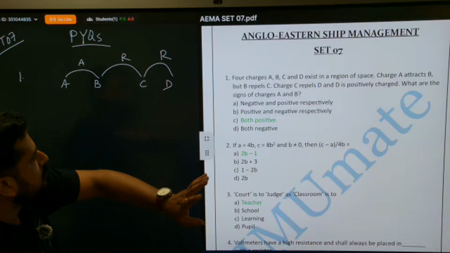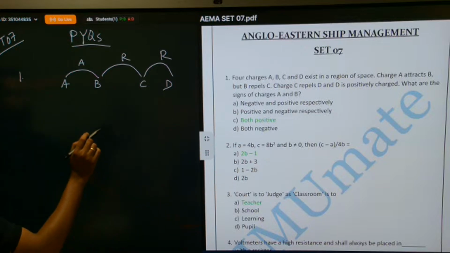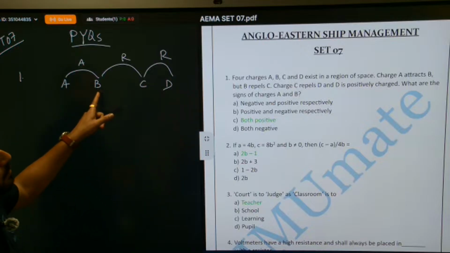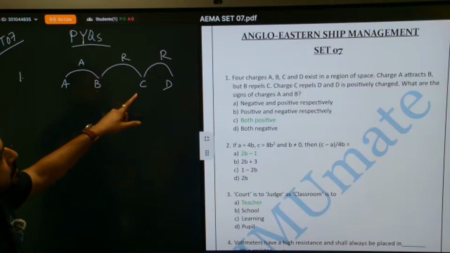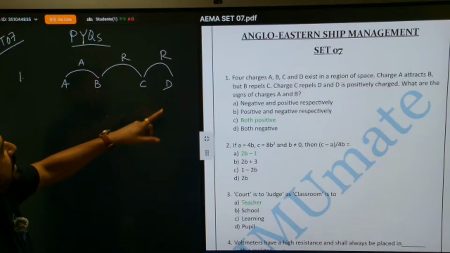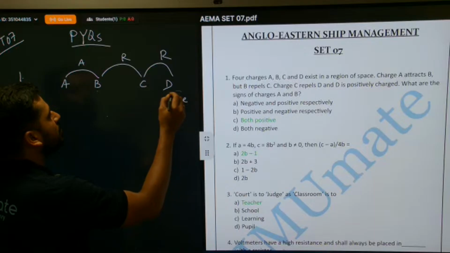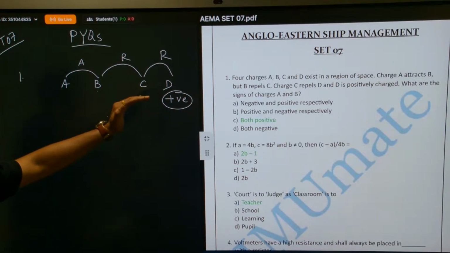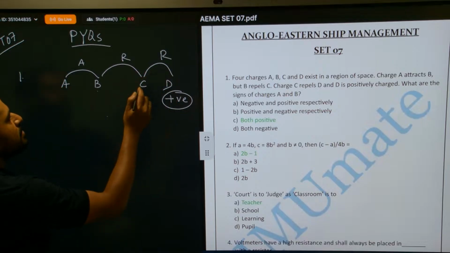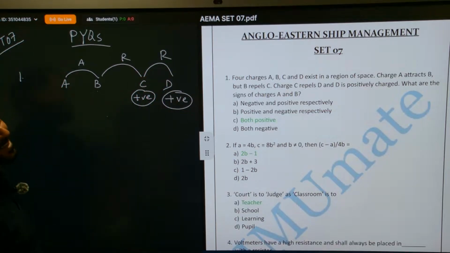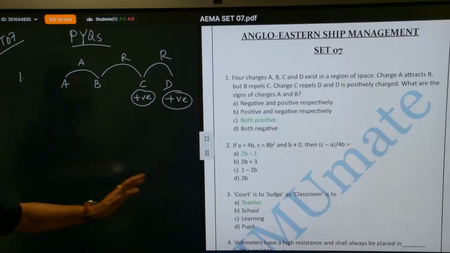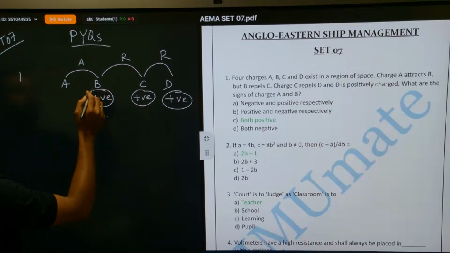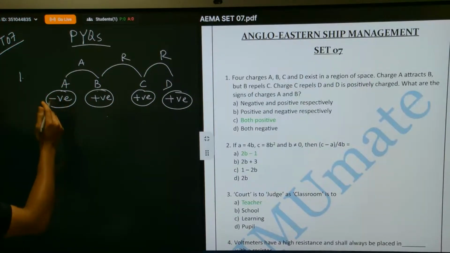Wait. Have we written correctly? Just look. 4 charges A, B, C, D. A attracts B. Yes. B repels C. C repels D. And D is positively charged. So D itself is positively charged. Now, look. Just go backward. Positive repels positive. Positive repels. Positive attracts. Bas. Solution is solved.